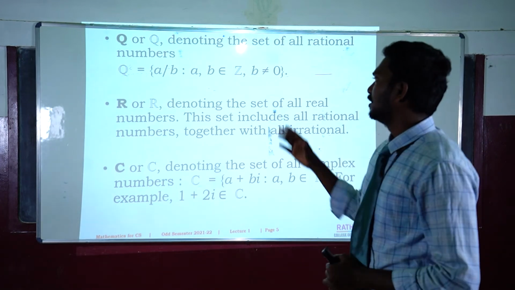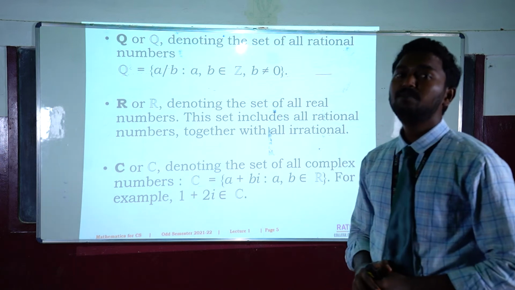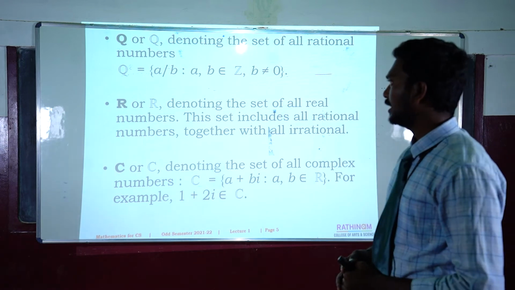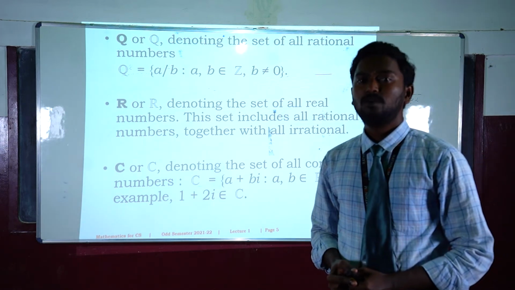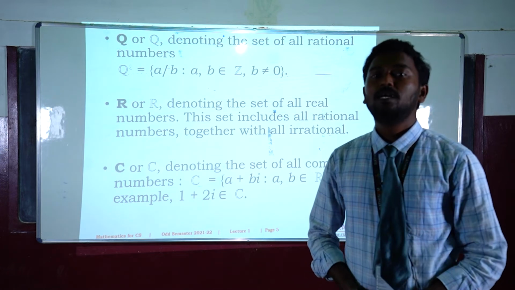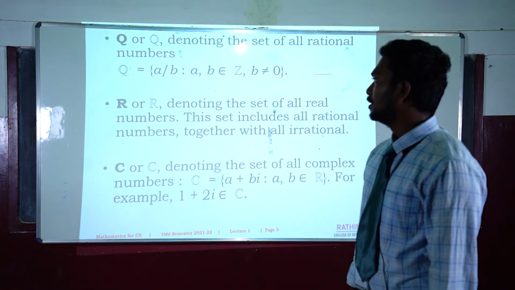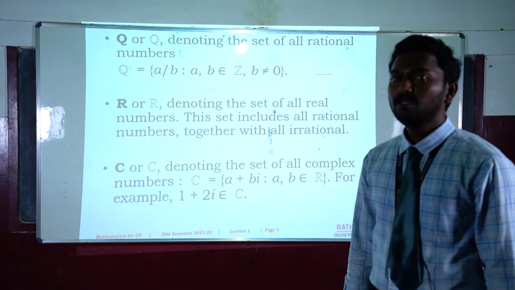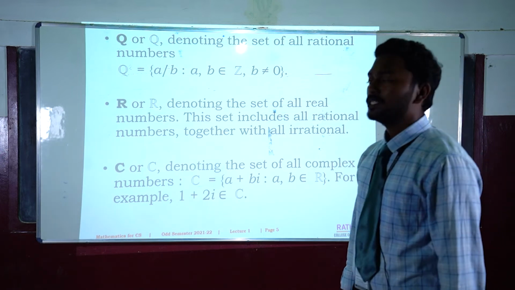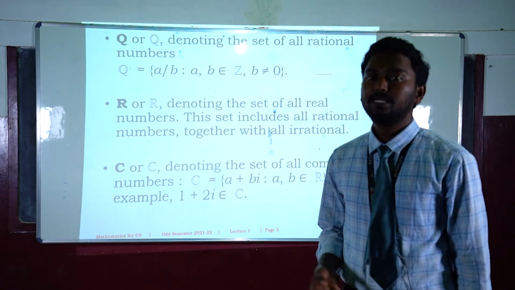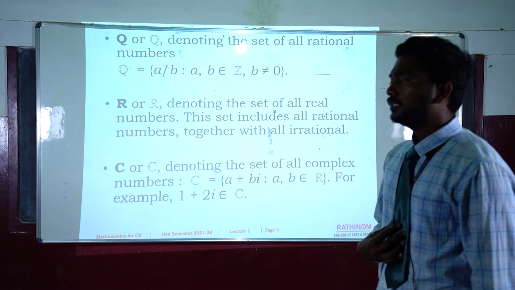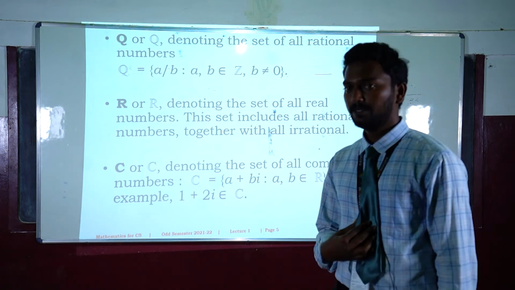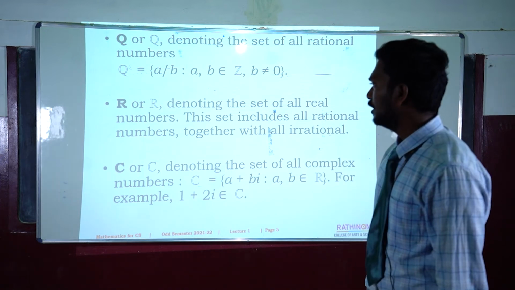For example, take a equal to 1 and b equal to 2. You will get 1 by 2, which is one rational number. Another one, take a equal to 2 and b equal to 3. You will get 2 by 3. This is a rational number. In a similar way, you can collect many rational numbers. These rational numbers form a set.